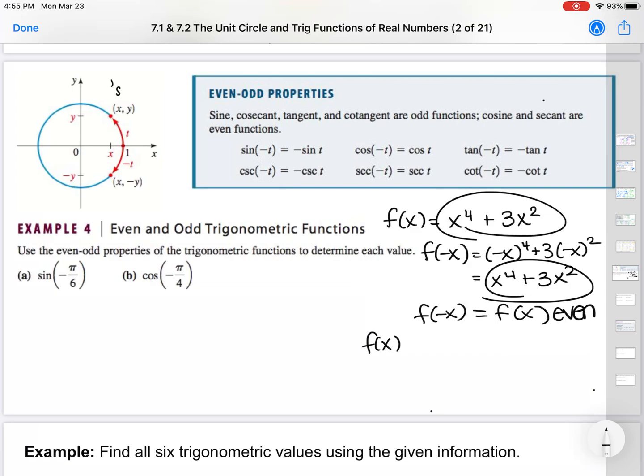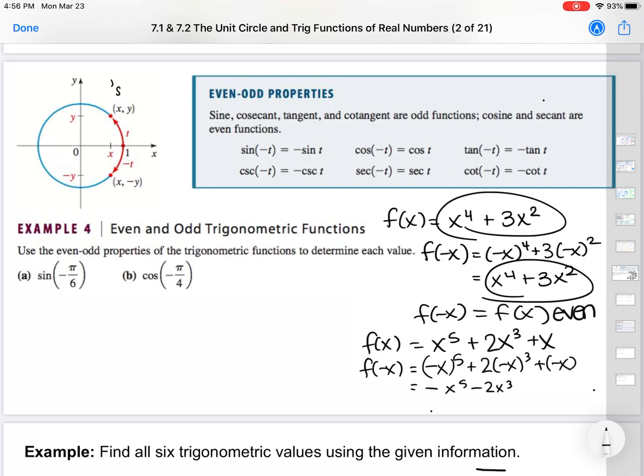If I were to take a function, say maybe x to the 5th plus 2x to the 3rd plus x, something like that, and I were to plug in a negative this time, what you'll notice is it does not stay the same. In fact, something very specific happens. So that actually gives me negative x to the 5th minus 2x to the 3rd minus x.